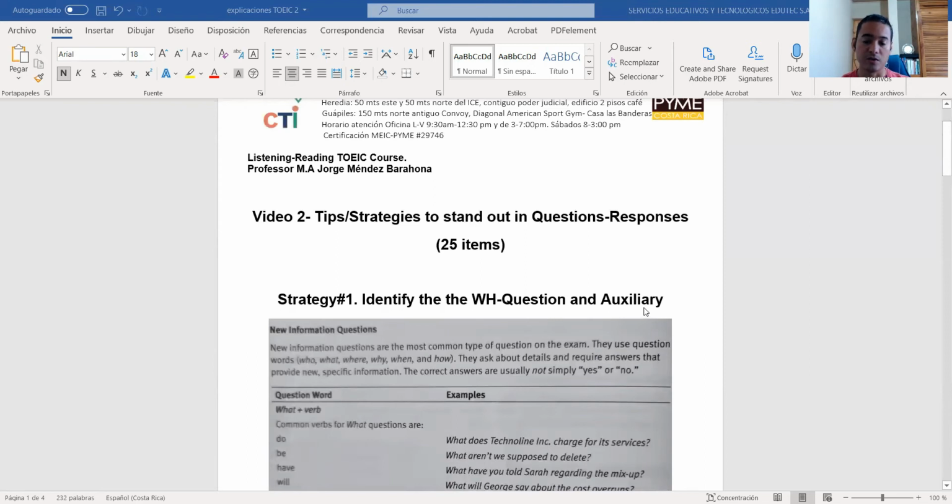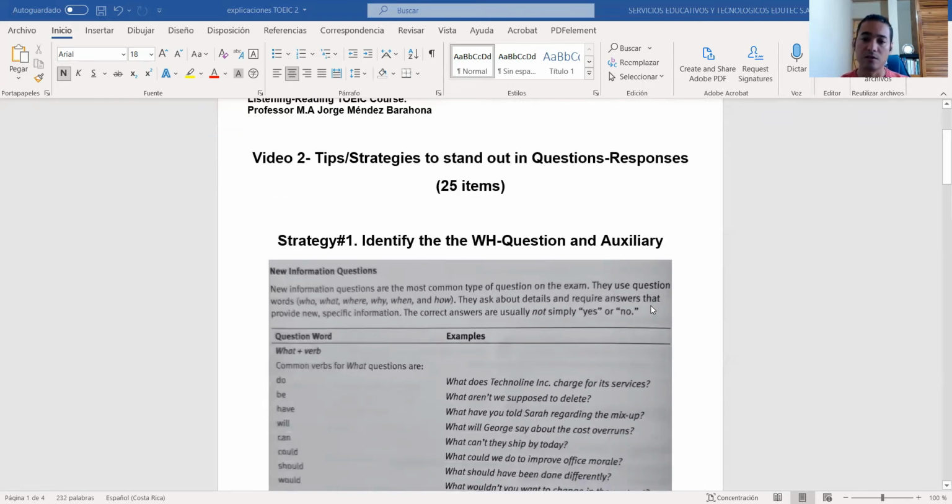WH question and the auxiliary. This is the basic skill. So why? Because depending on the WH question, for example, like where are the people going? So immediately when you hear the where, you know the answer should be about a place, right? So the second basic strategy is pay attention to the auxiliary.